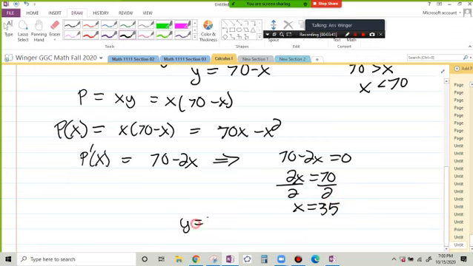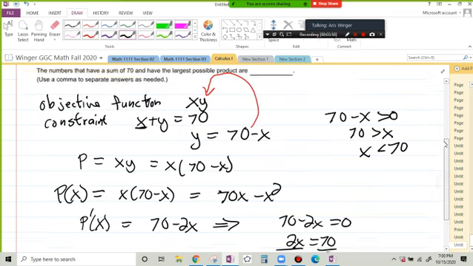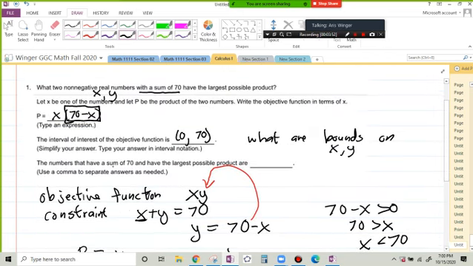y is 70 minus x, and as we had alluded to before, x and y should be picked to be the same thing: 35. Let's make sure we answer the question. The numbers that have a sum of 70 that have the largest possible product are, use a comma to separate, 35, 35.